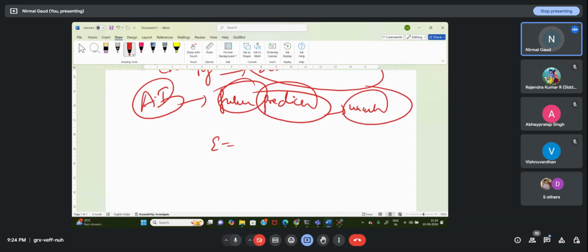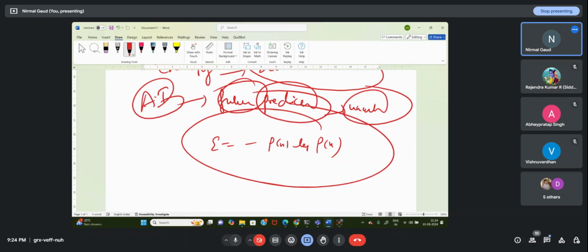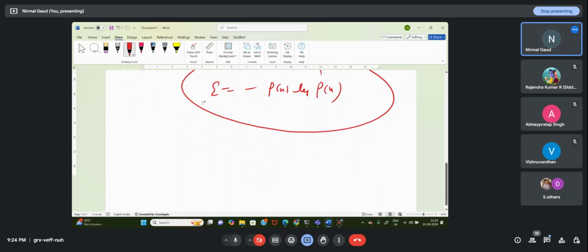Entropy, the formula is minus px log of px. This is entropy. So Shannon formula was minus log of px. But entropy formula is minus px log of px. Summation you have to include. Summation include करना है ना. All the possible outcomes I need to consider.